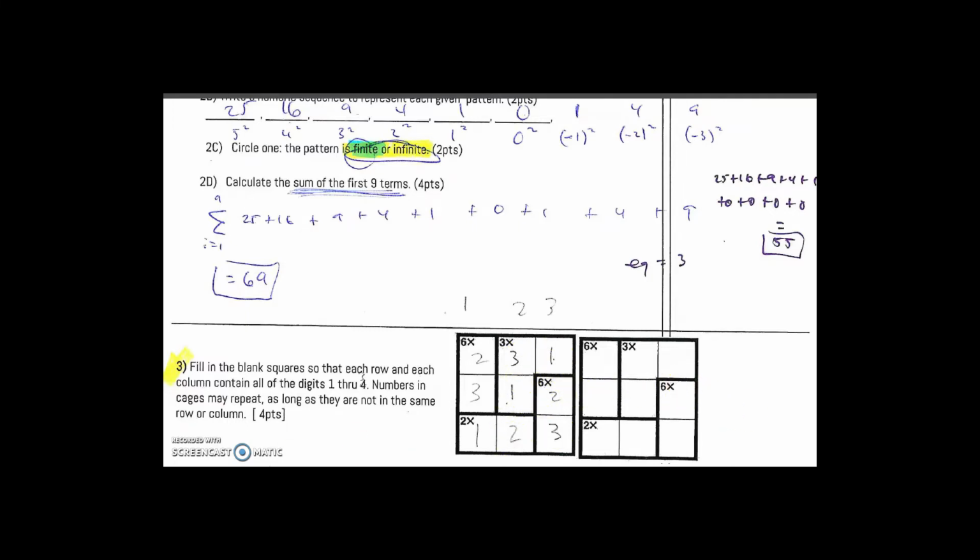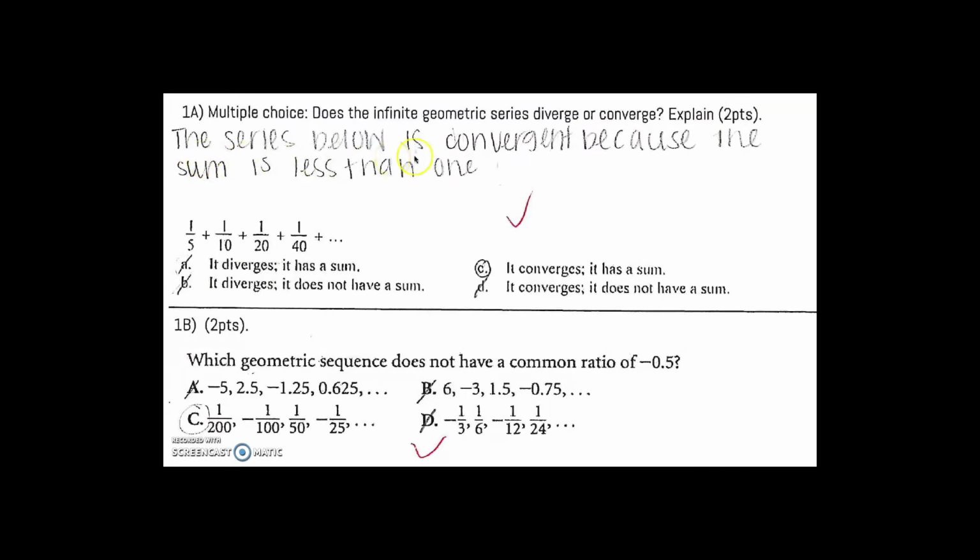Let's look at some student work. Question number 1, the person wrote, the series below is convergent because the ratio is less than 1, so it has a sum. That might be a better explanation, but nevertheless, I'm not looking at your wording. But the work does kind of indicate if you understand it or not, so I gave him 2 points.